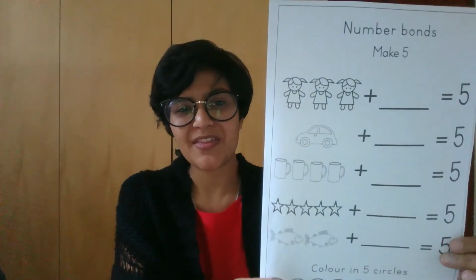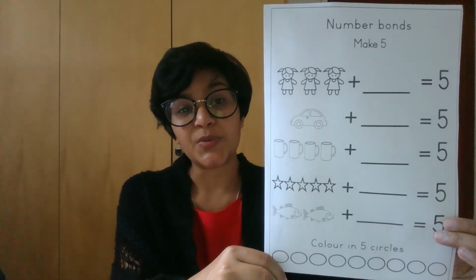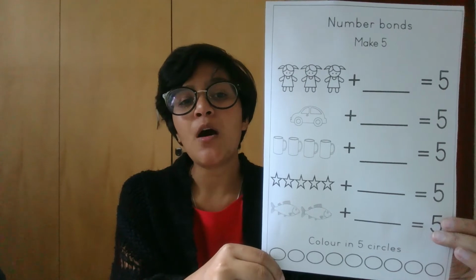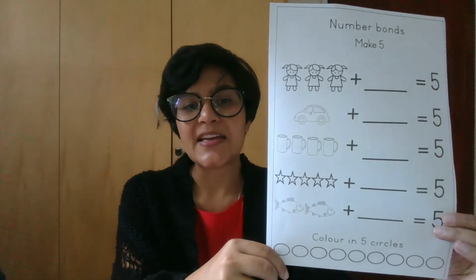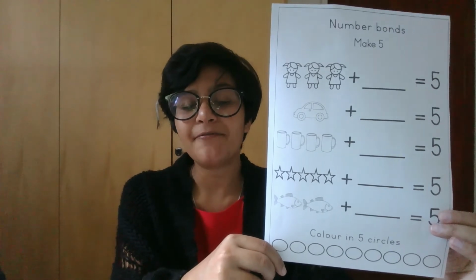So the first worksheet we are going to be working with looks like this. In this worksheet, we are working with number bonds. Say number bonds. And we want to make 5. So number bonds means that we're looking to make one particular number. So if I want to make 5, right? So hold up 5 fingers.